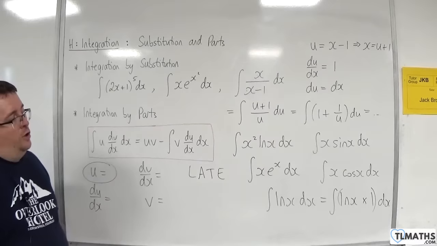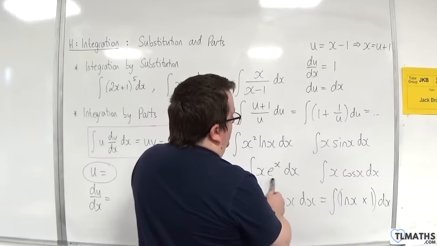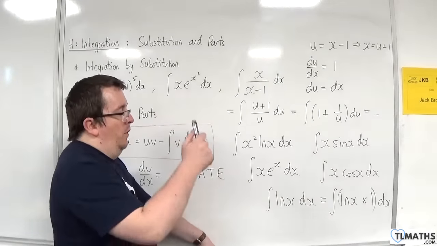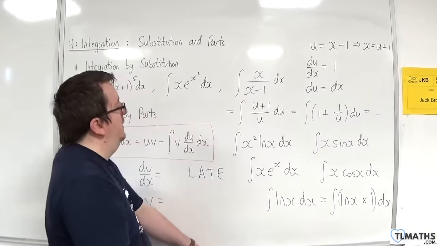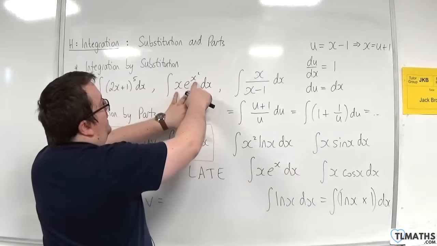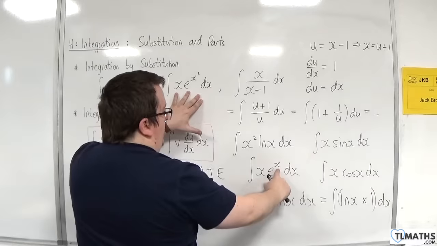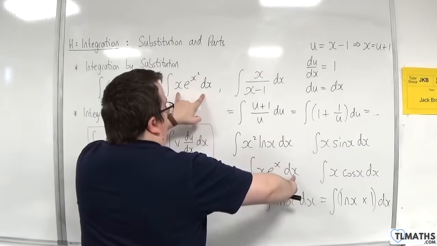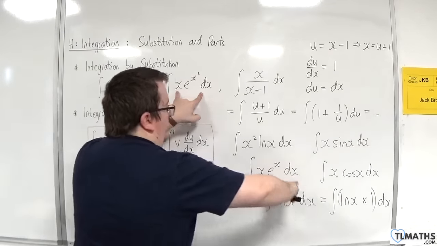So you're looking for two terms multiplied together, where the interior function does not differentiate back to what you've got at the front. You can see that these two look very similar, but the x squared differentiates to a multiple of the x, whereas the x does not differentiate to a multiple of x. So you can see that these are different. This is substitution, or reversing the chain rule. This one is by parts.